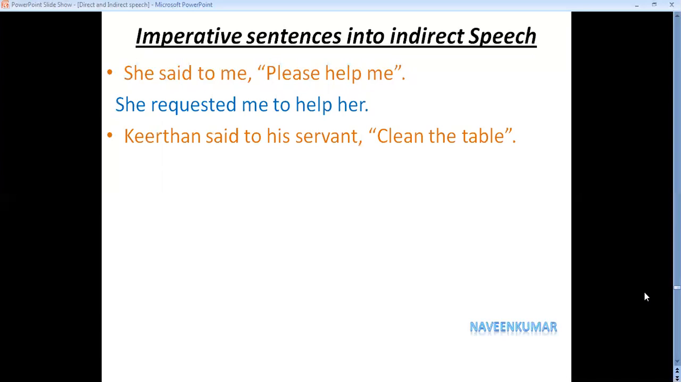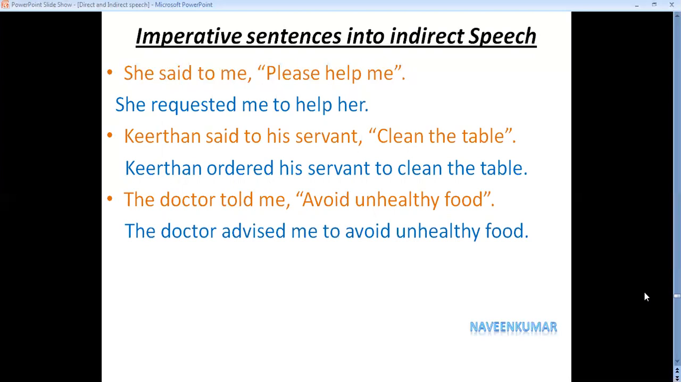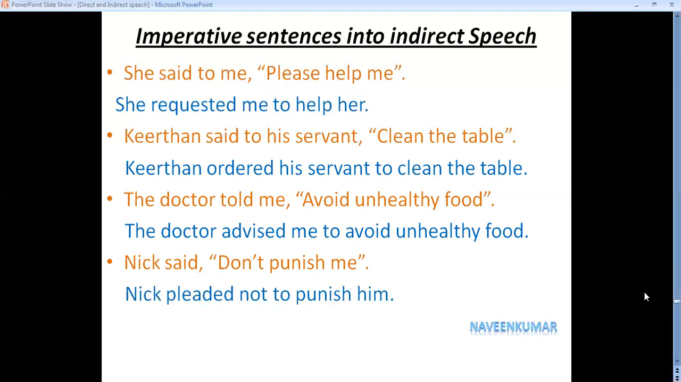Kirtan said to his servant, clean the table. Kirtan ordered his servant to clean the table. The doctor told me, avoid unhealthy food. The doctor advised me to avoid unhealthy food. Nick said, don't punish me. Nick pleaded not to punish him. So these are a few examples of how to change imperative sentences into indirect speech. Remember, according to the meaning and context of the direct speech, you are supposed to pick the reporting verb. Here I have used requested, ordered, advised, and pleaded depending on the context of the direct speech.